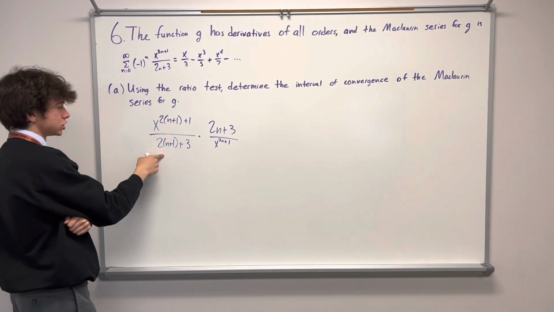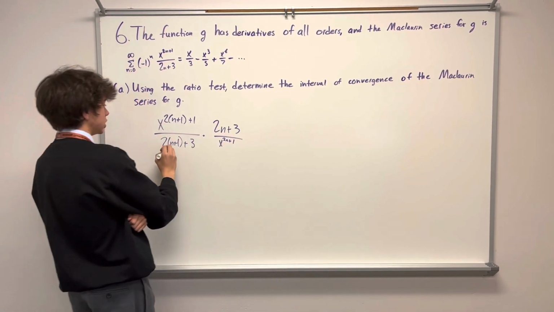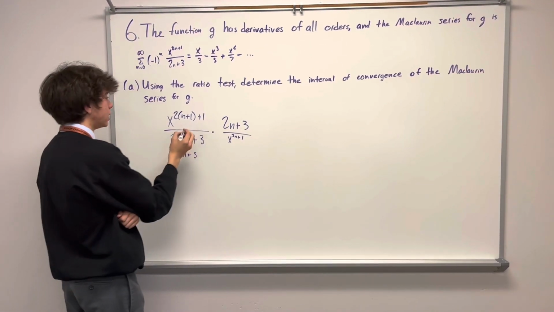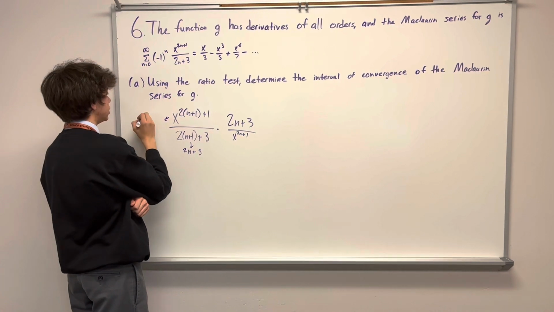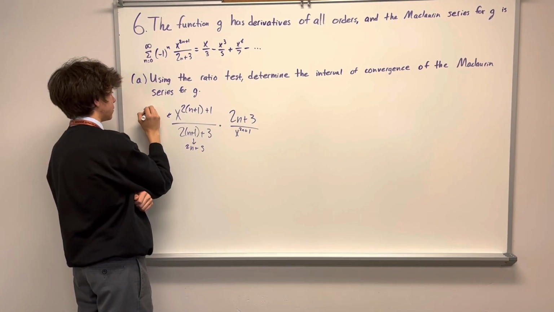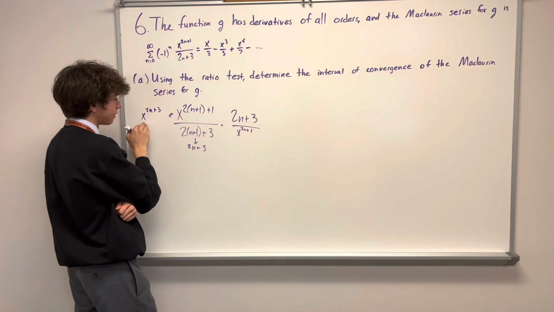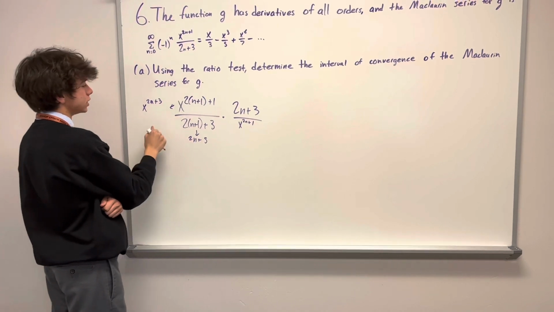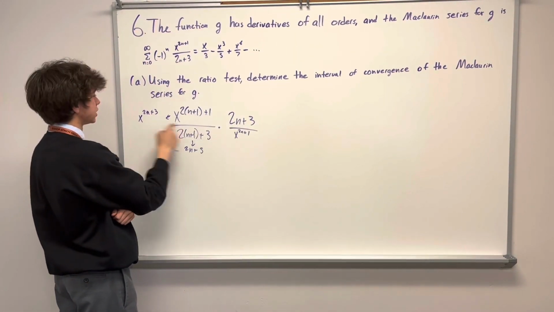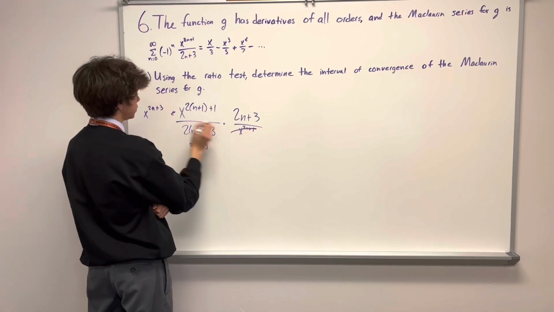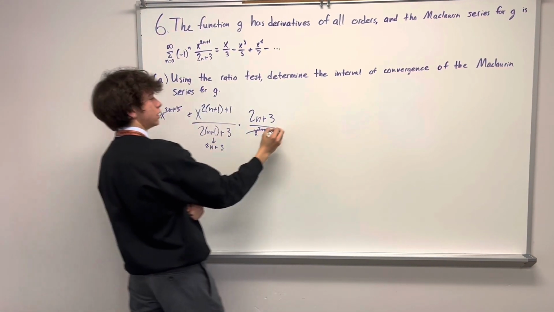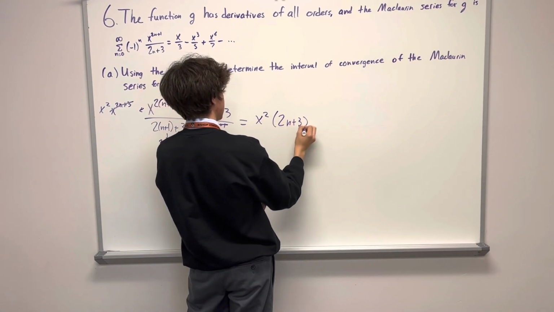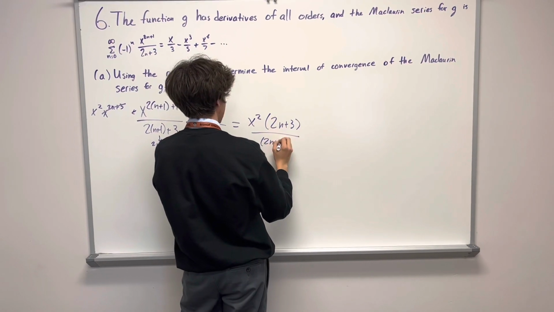And so now the first thing we want to do is just simplify this. The denominator will turn into 2n plus 5 because you distribute the 2, and then the numerator will turn into x to the 2n plus 3. So now that we have this, we have x to the 2n plus 3 over 2n plus 5, and we can't cancel anything here, but we can cancel out stuff here. And so once we do our canceling, we get left with x squared. So this equals x squared times 2n plus 3 over 2n plus 5.